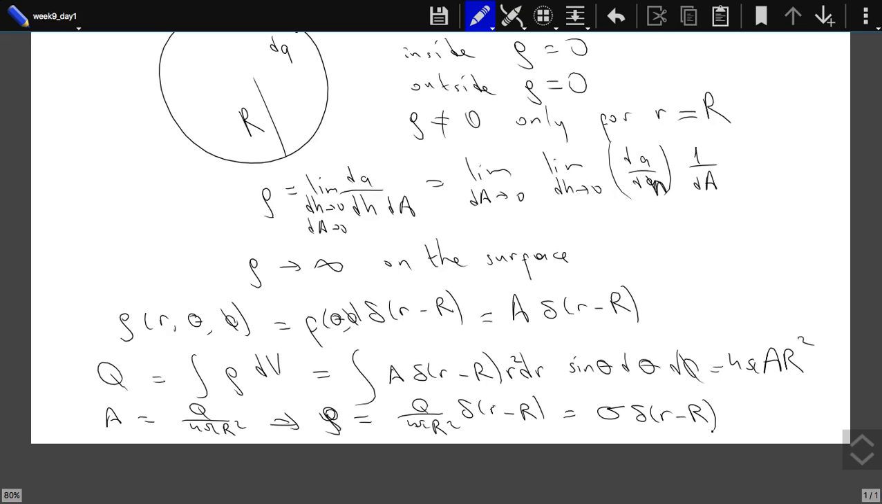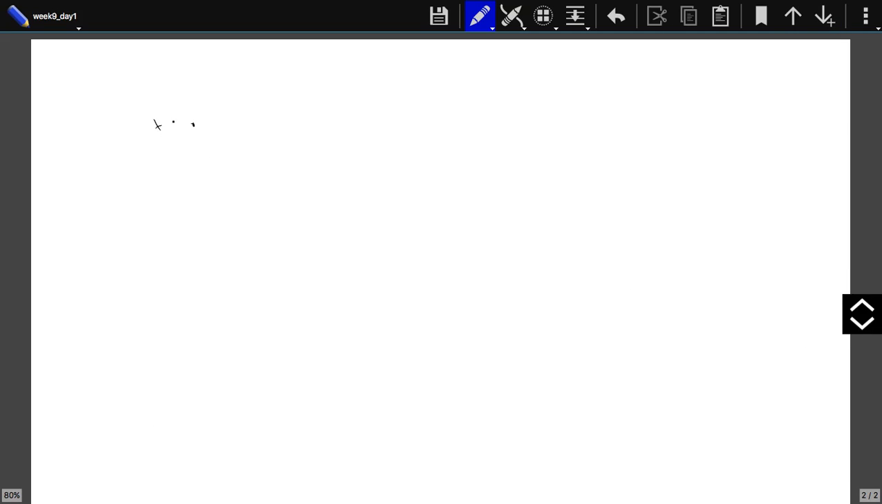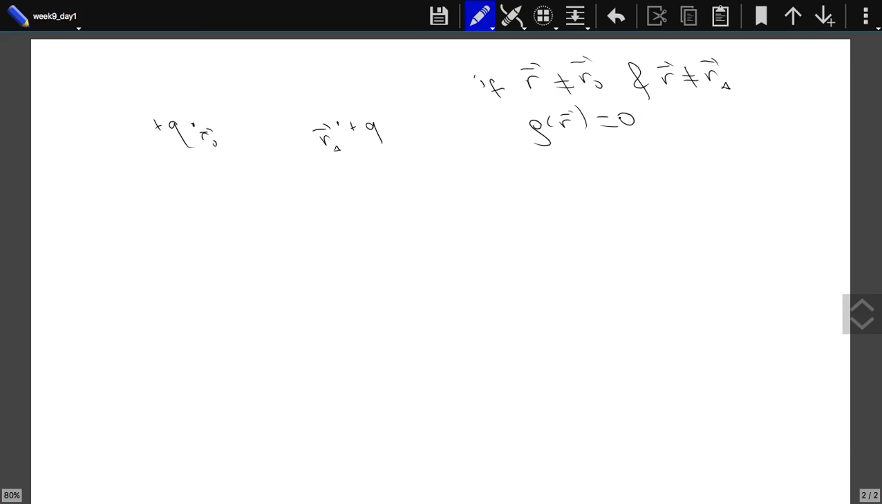Point charges. Yes. Let's say this is at R0, this is at R1. So if R is not equal to R0 and R is not equal to R1, what is the charge density? Are there any charges at points other than R0 and R1? No. This is 0.